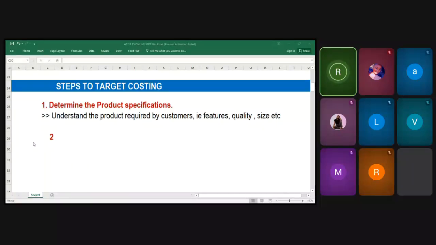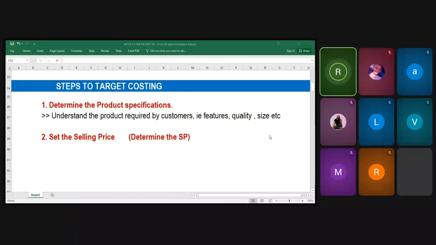Okay. Right. Next item, step number 2, is now to set the selling price. Set the selling price. In other contexts, they actually use determine the SP. All right. You are now going to step number 2.